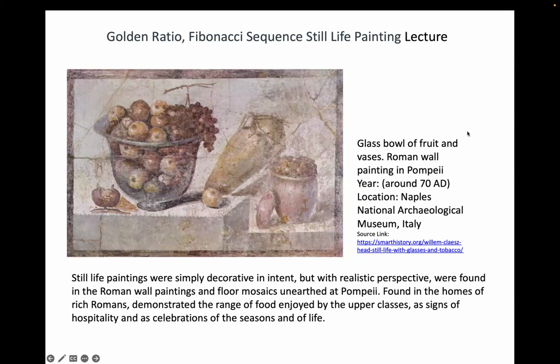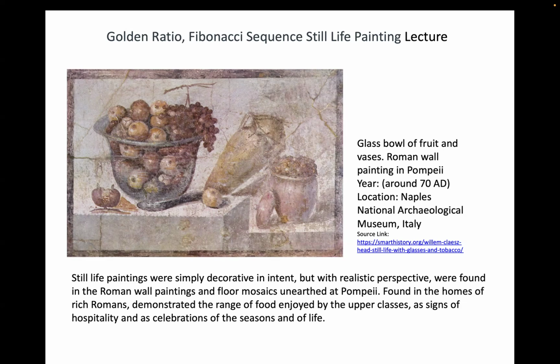Now, let's talk a little bit about the history of where still life paintings emerged, but also where they came from. Still life paintings were simply decorative in their intent, but with realistic perspectives, were found in the Roman wall paintings and floor mosaics unearthed at Pompeii, found in the homes of rich Romans, demonstrated the range of food enjoyed by the upper classes as a sign of hospitality and as celebration for the seasons and of life.